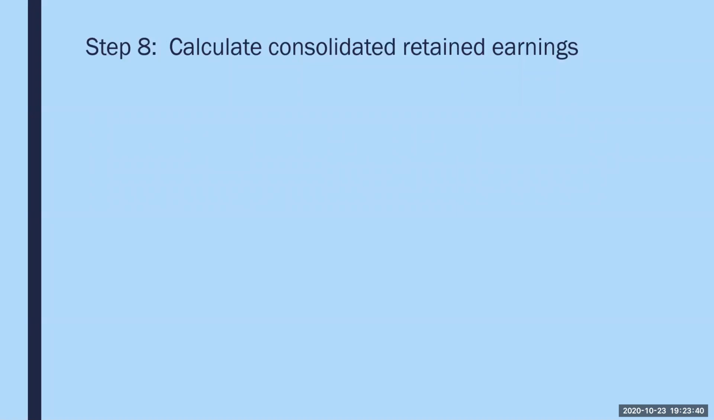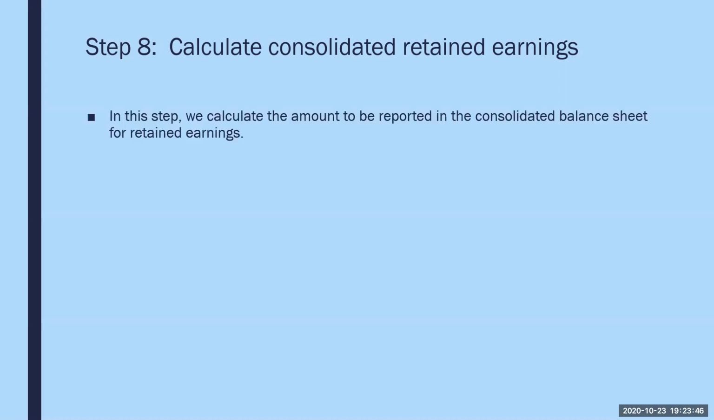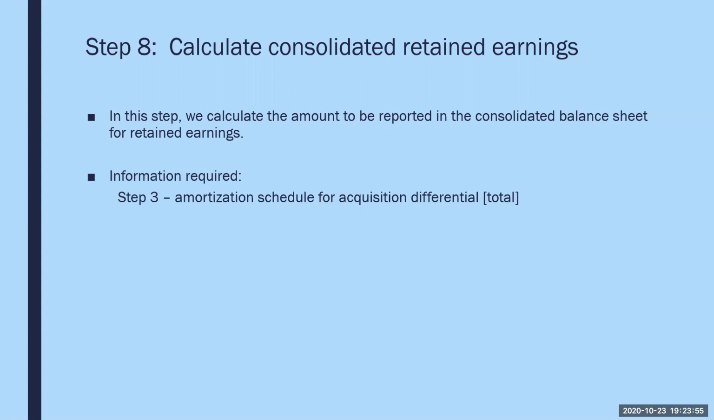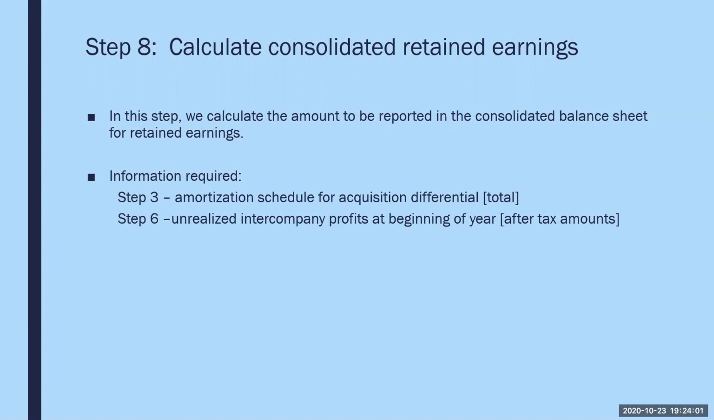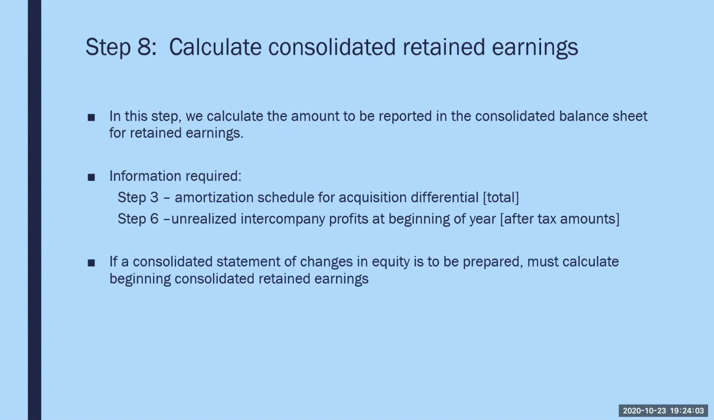Step 8, we want to calculate consolidated retained earnings. That's needed because it is to be reported on the consolidated balance sheet. So the information needed for this step comes from step 3, the amortization schedule, and step 6, which deals with intercompany profits.